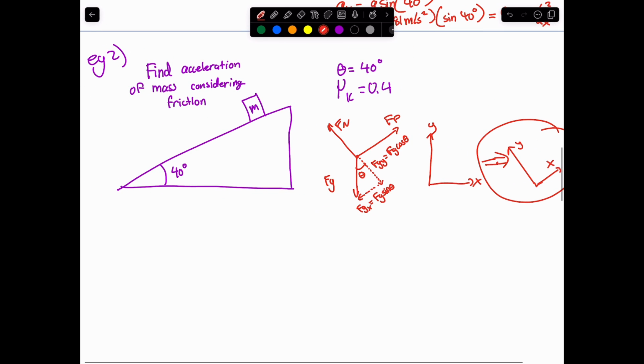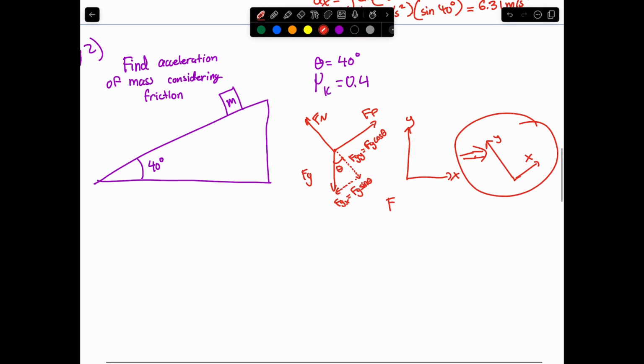With the same reasoning as before, I can say that Fn is equal to Fgy, which is Fg cosine theta. I can say that because once again, our box M is not flying off into space or tunneling into the triangle, so it's not moving in the y direction. In order to not move in the y direction, there needs to be no acceleration in the y direction, which means Fnet equals 0. It's exactly the same thing as we did in the last example. Now, Fnet x is actually a little bit different.